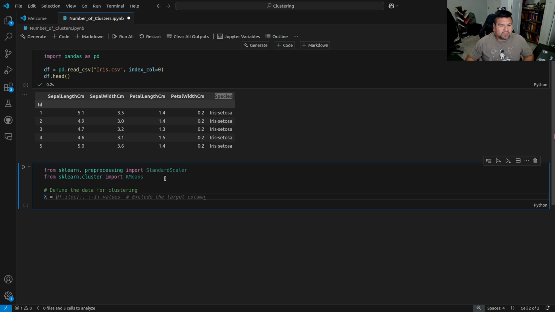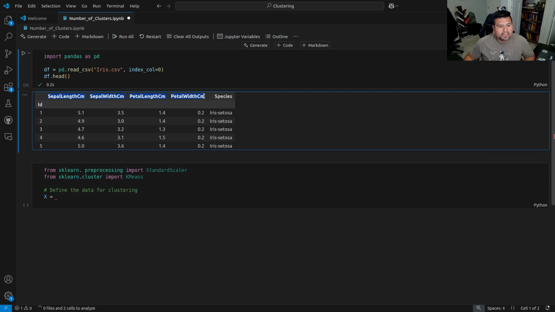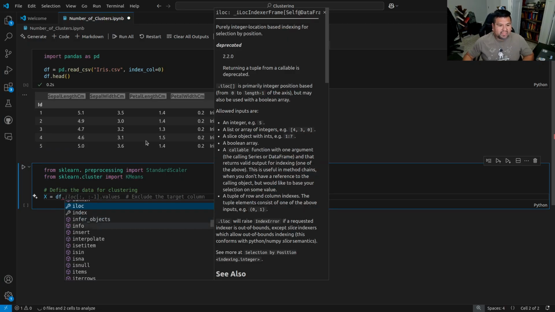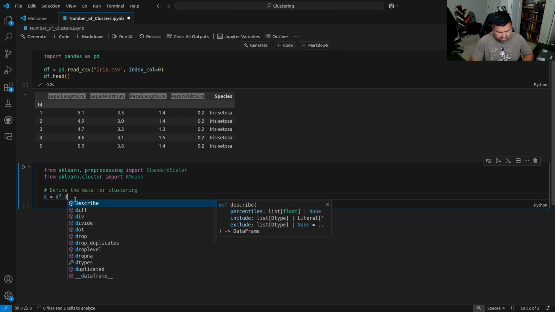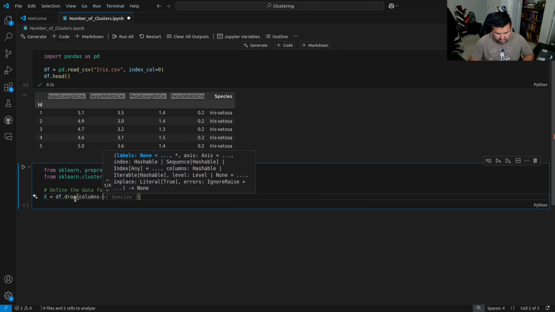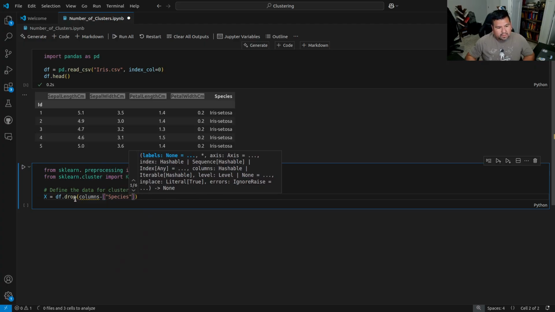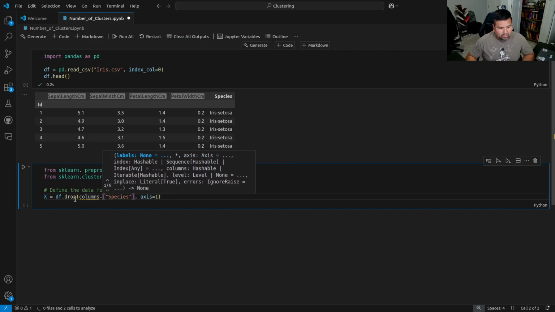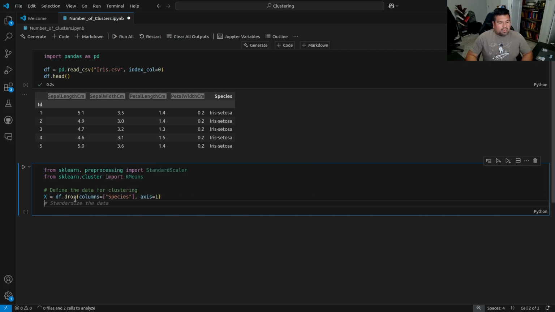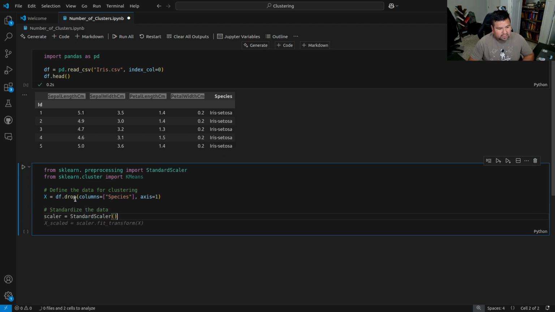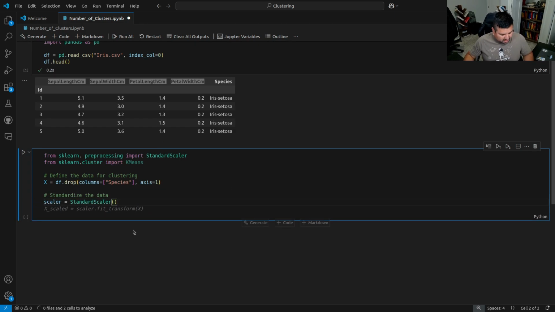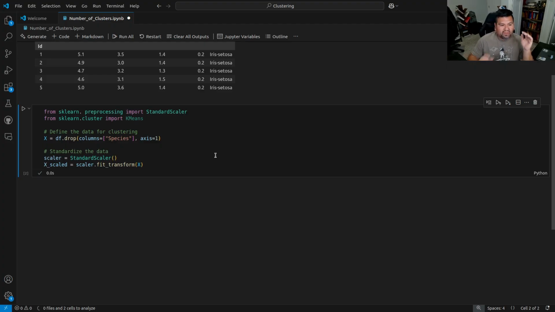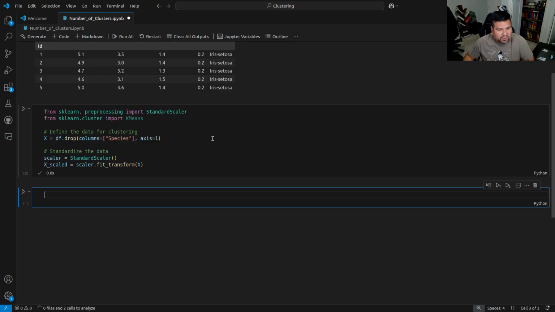In this case, we're going to use all of these columns again. So from the data frame, we just want to drop the column species: drop, columns equals species, axis equals 1. All right, and then we're going to standardize the data. We use the standard scaler and then we scale the data with fit transform. So up to that point, we defined the data, we standardized the data, and then we're ready to estimate the number of clusters for k-means purposes.